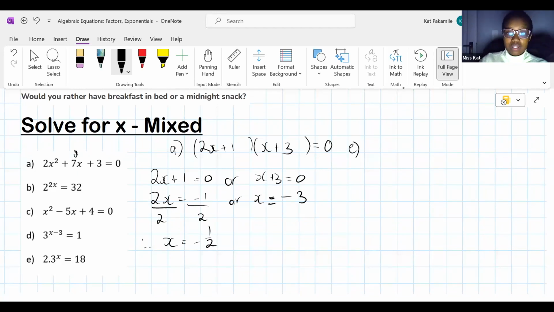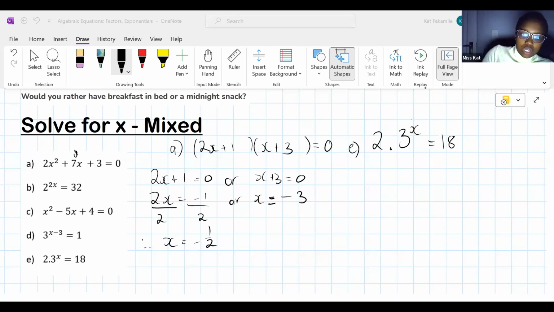Has anyone figured out E yet? That dot means times, by the way. Okay, it's not 2 comma 3. It's 2 times 3 to the power of x. Has anyone figured it out yet? Let's hear. Karabo, what did you do here? Karabo, no one? Anyone else?